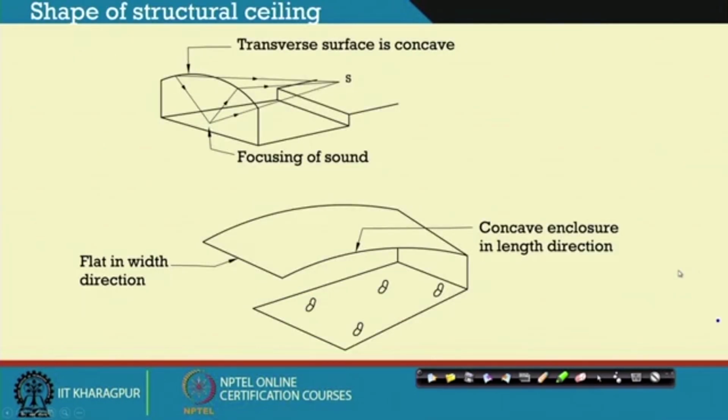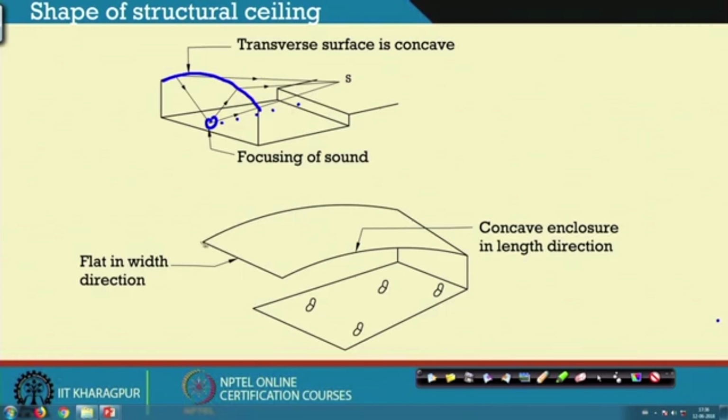Now, coming to the ceiling, how should the ceiling be? You see in the first picture, if you cut across, this is the transverse surface. If it is concave, that is you have a concave ceiling, then what will happen? Sound from the source gets focused along the center of the audience, which is really not at all desired.